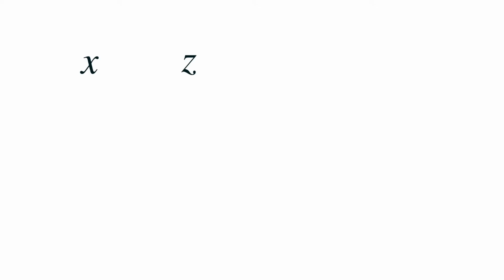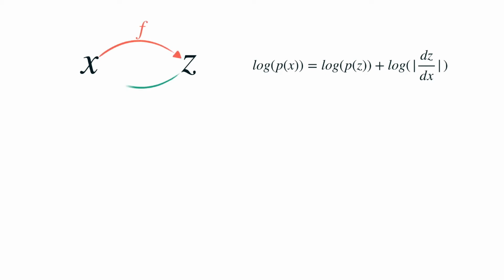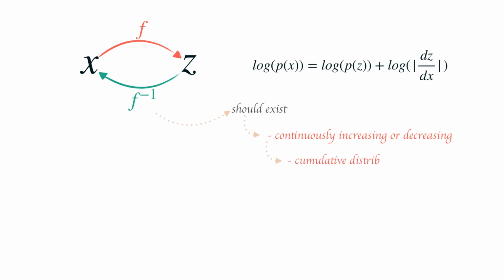For a transformation from x to z with the given relationship, the function needs to be invertible. This is because we don't want two points x1 and x2 mapped to the same location z, and also we would like to be able to calculate x for a given z. Thus, we need a function for which f inverse exists. In the 1D case, such a function looks like continuously increasing or decreasing.